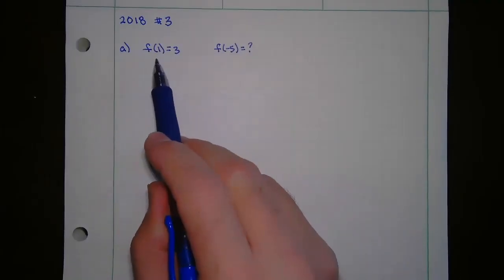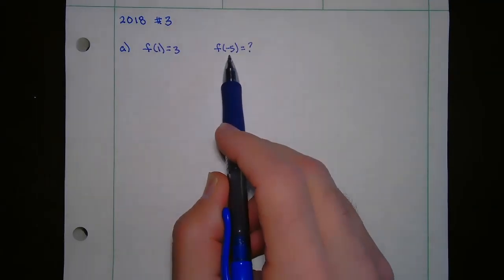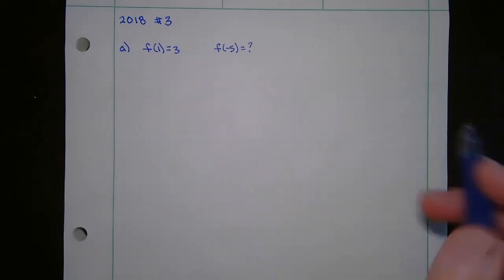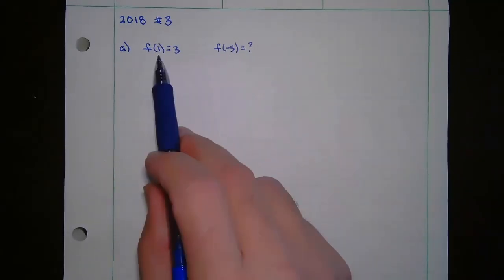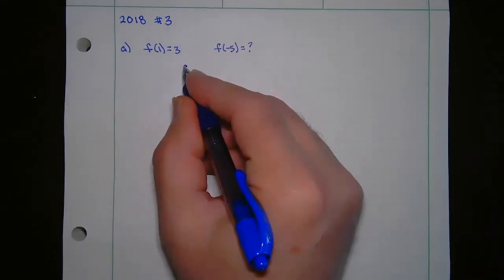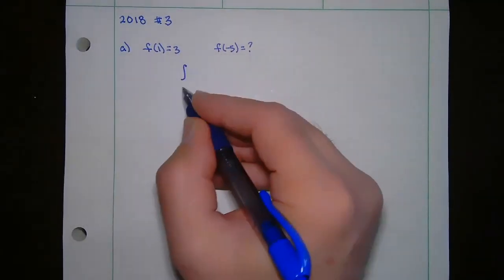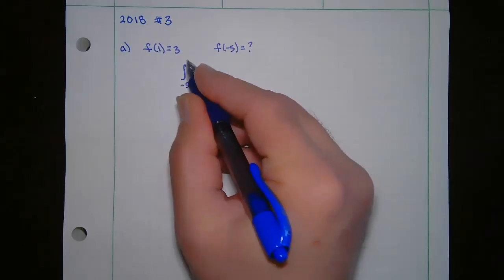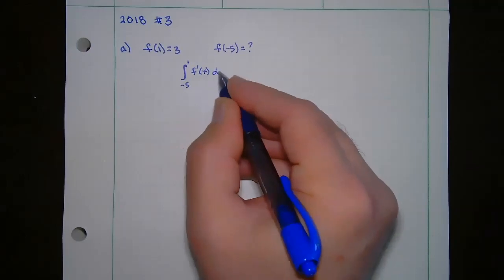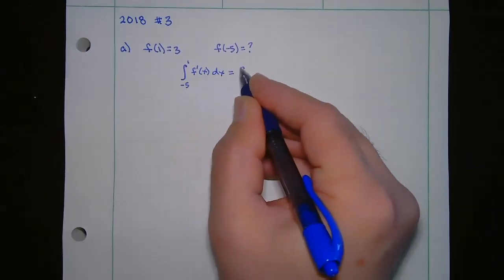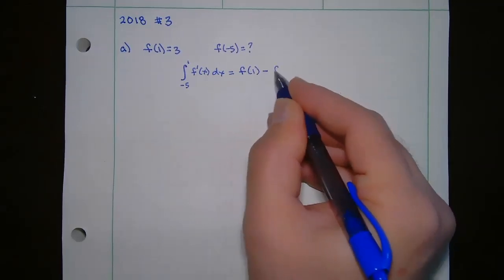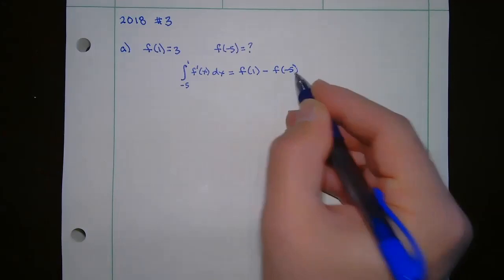Because we're given f of 1 and we want to find f of -5, and we have the graph of f prime, I'm going to want to integrate from -5 to 1. And that way I'm going from left to right, the correct order, okay? So I know if I integrate from -5 to 1, f prime of x dx, that's going to come out to be f of 1 minus f of -5, okay?